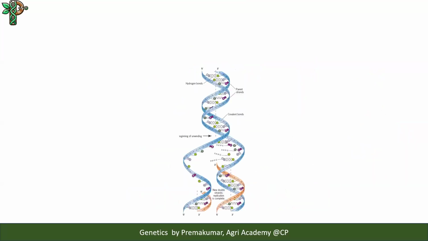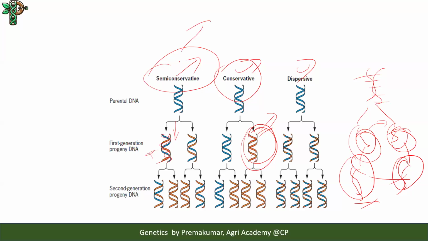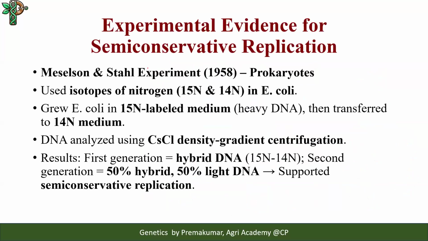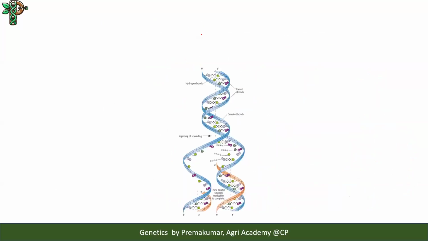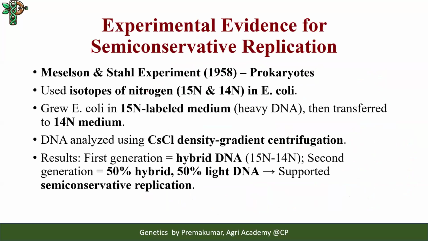Normally, DNA is replicated through the semi-conservative model. How was it proved? How did we disprove the conservative and dispersive models, and how did we accept the semi-conservative model? It is because of the great scientists Meselson and Stahl. They conducted the experiment, and with that experiment they proved that DNA replication occurs through the semi-conservative model.